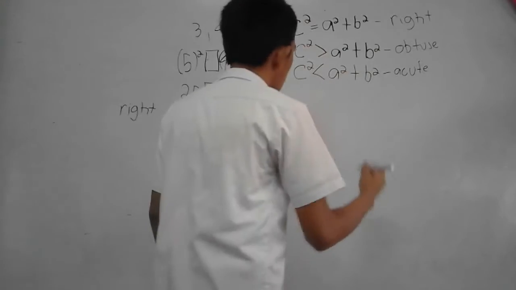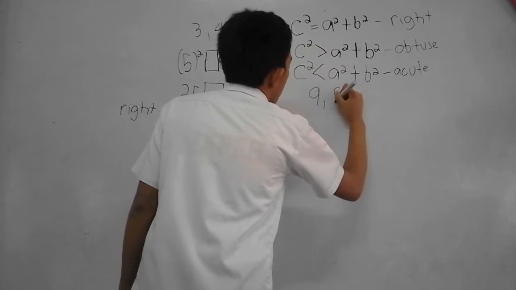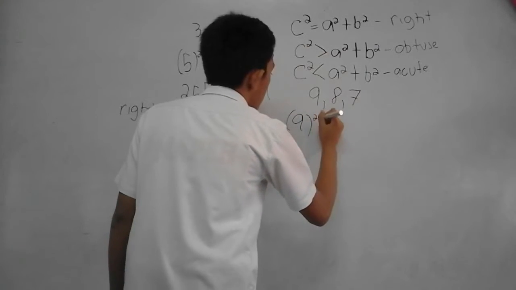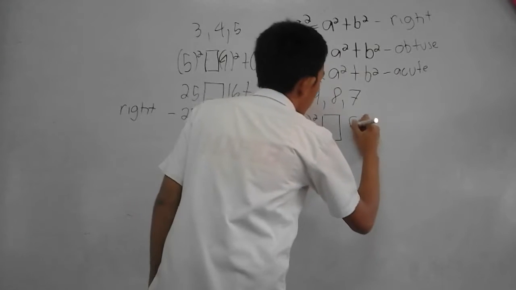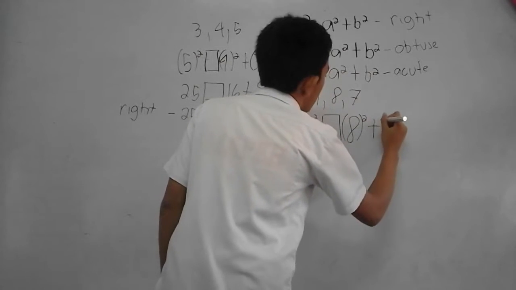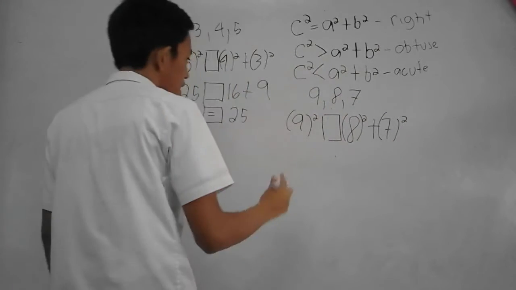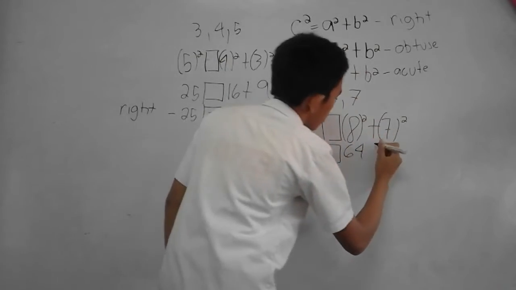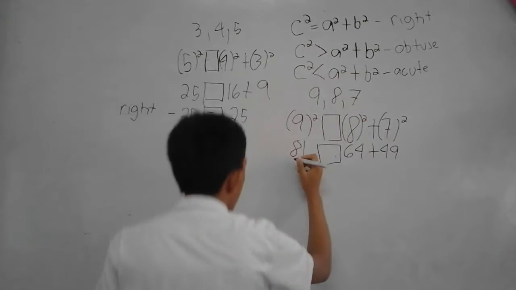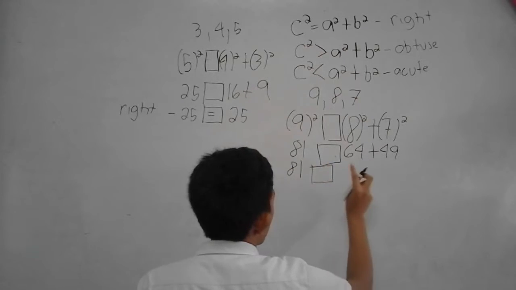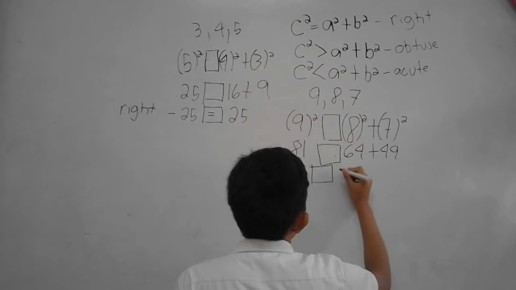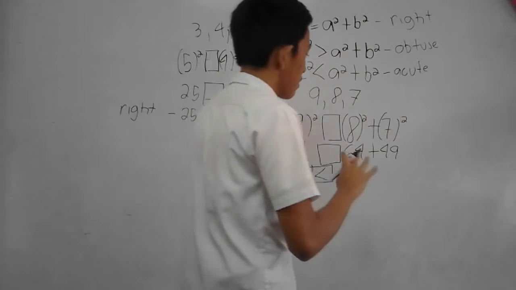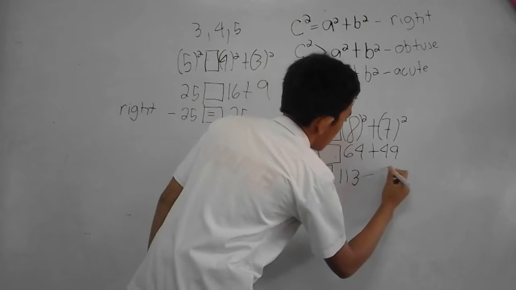Let's try another one. Suppose you are given a triangle which has sides 9, 8, and 7. The hypotenuse is 9, so it is the c. 9 squared compared to the sum of 8 squared and 7 squared. 9 squared is equal to 81, while 8 squared is equal to 64, and 7 squared is equal to 49. 64 plus 49 is equal to 113. So the square of the hypotenuse is less than the sum of the squares of side a and side b, so we can consider that this is acute.